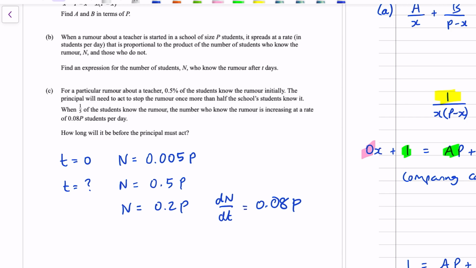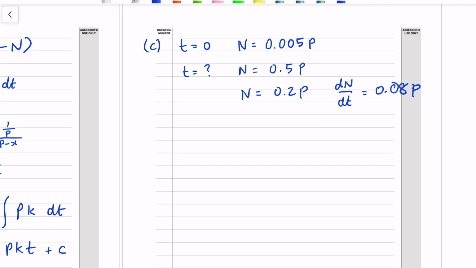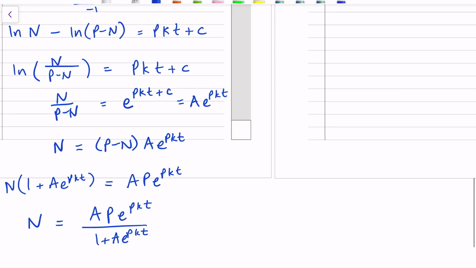Okay, so let's take this information, and we've got our solution to the problem. N is equal to AP e to the pkt over 1 plus a e to the pkt. Let's just check that that one was what I had. Yep.